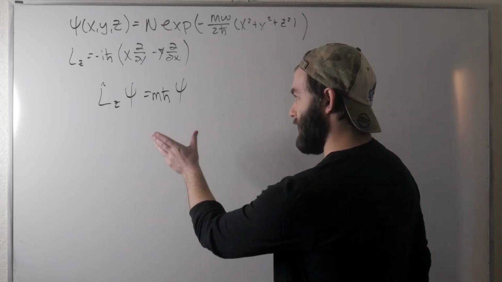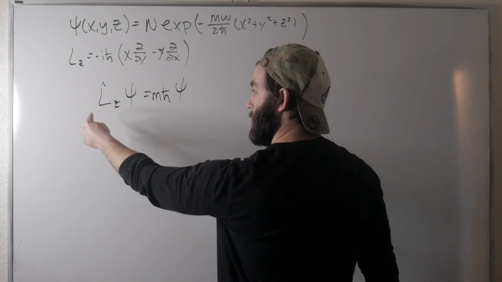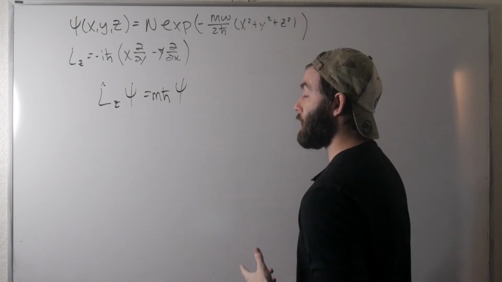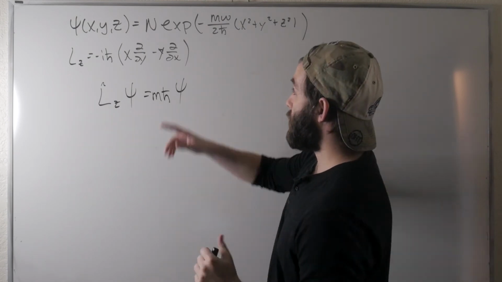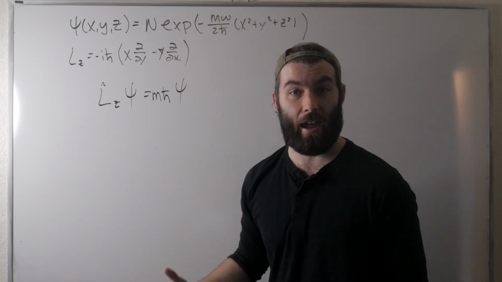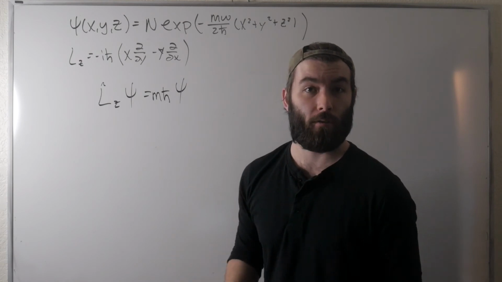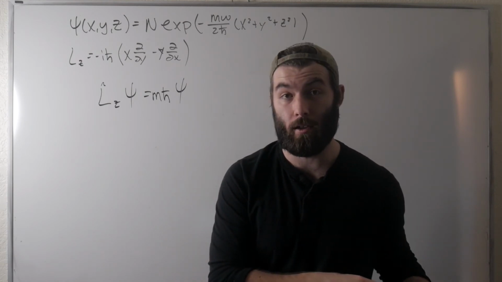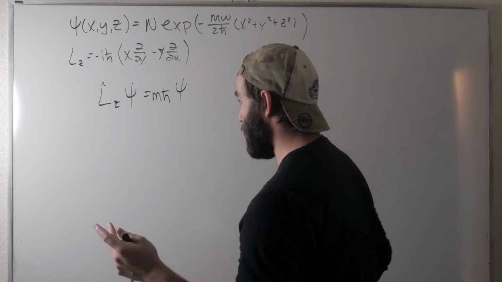So let's go ahead and just brute force our way through this. Let's apply our operator to the wave function and see what we get. This is the ground state for the harmonic oscillator. So in its essence, we're calculating what is the angular momentum of a particle confined to a harmonic oscillator potential in its ground state. That's what we're finding right now.